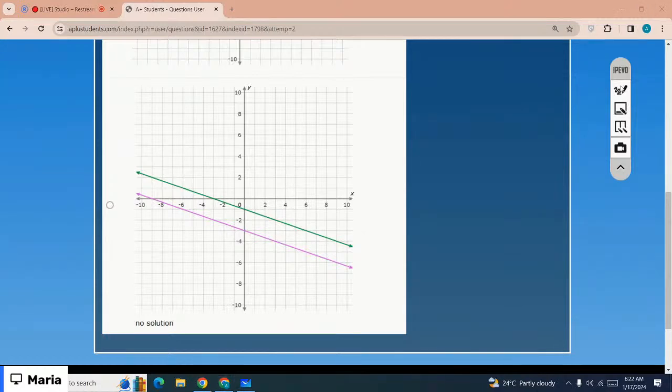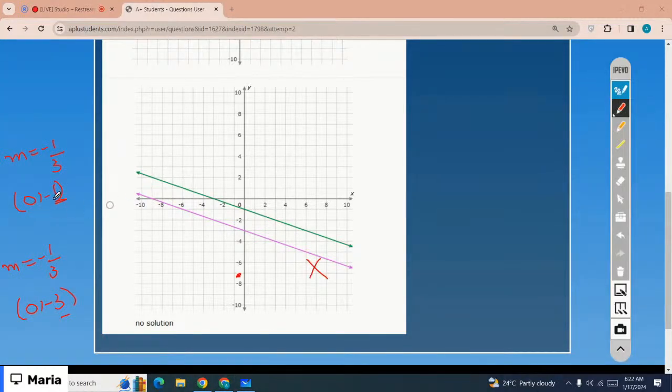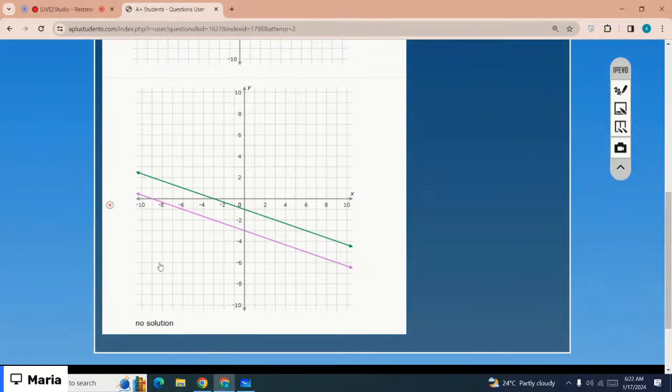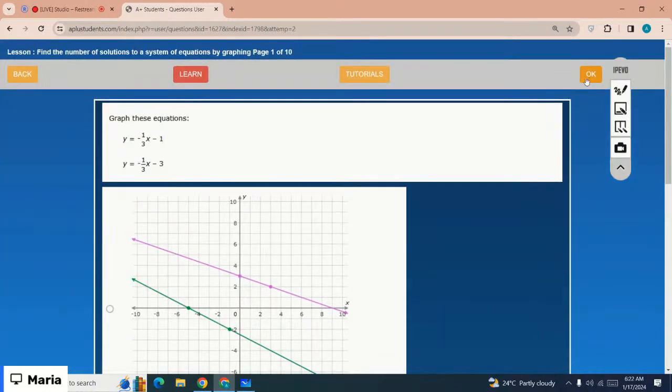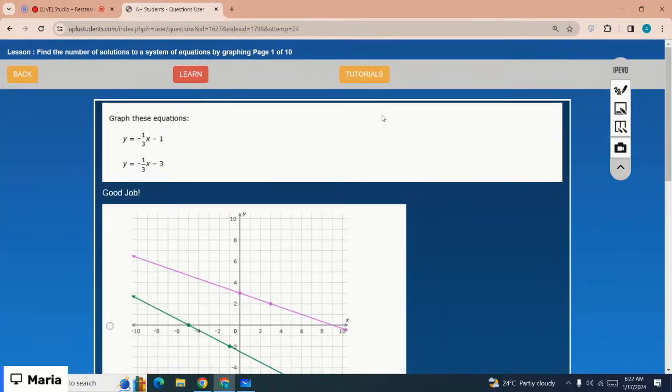Okay, just look at the second one. The y-intercept is negative 1. The graph, the line is touching the y-axis at negative 1. For this one, negative 3. So here is negative 3. That means the second one is the solution because the lines are parallel. So the system has no solution because they are not intersecting at any point, right? Got it? The correct option is no solution.